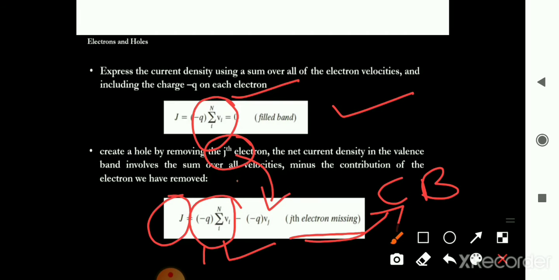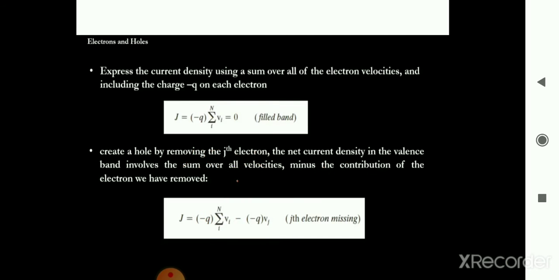This part is 0. Why is it 0? By referring to the above equation, summation of q, i equals 1 to n of vi, is 0 from the previous equation. So we can substitute 0 over here. 0 minus of minus, which is nothing but a plus, plus q vi, will be the current density after removing one electron from the valence band to the conduction band.